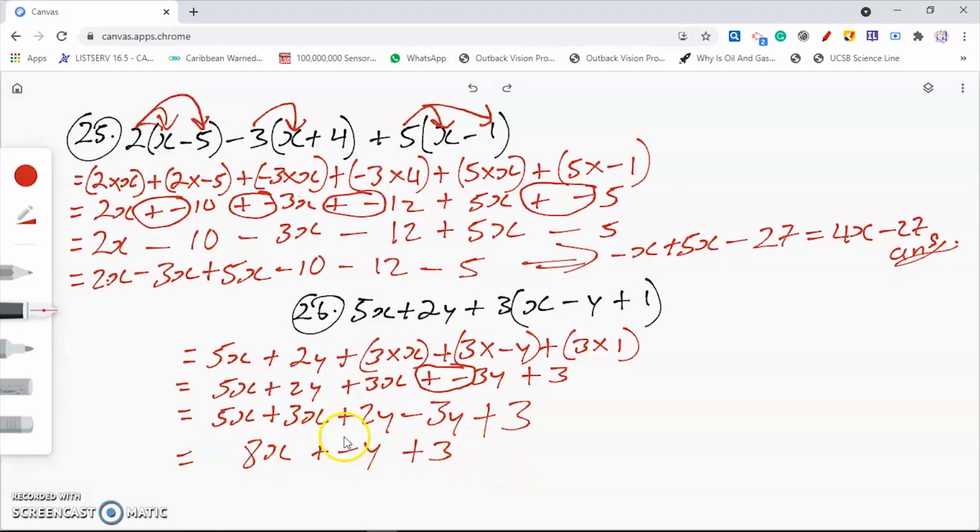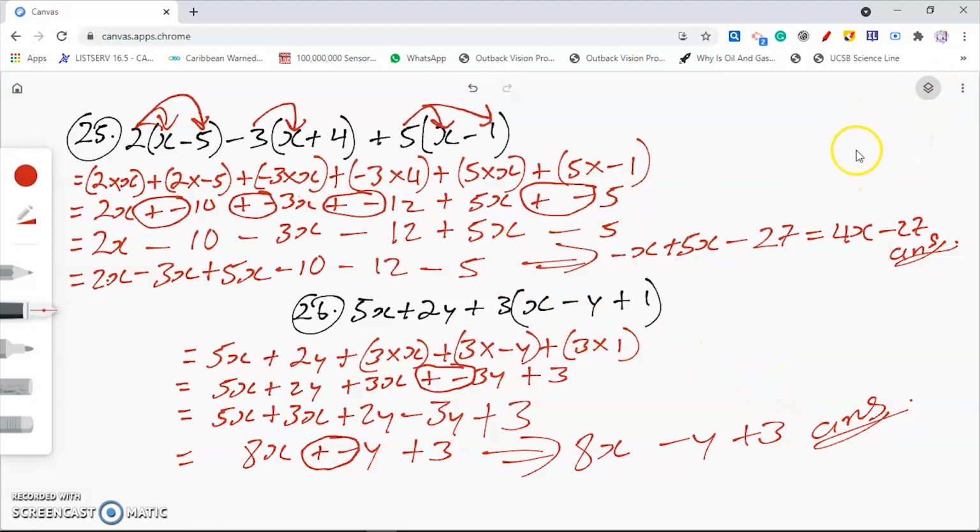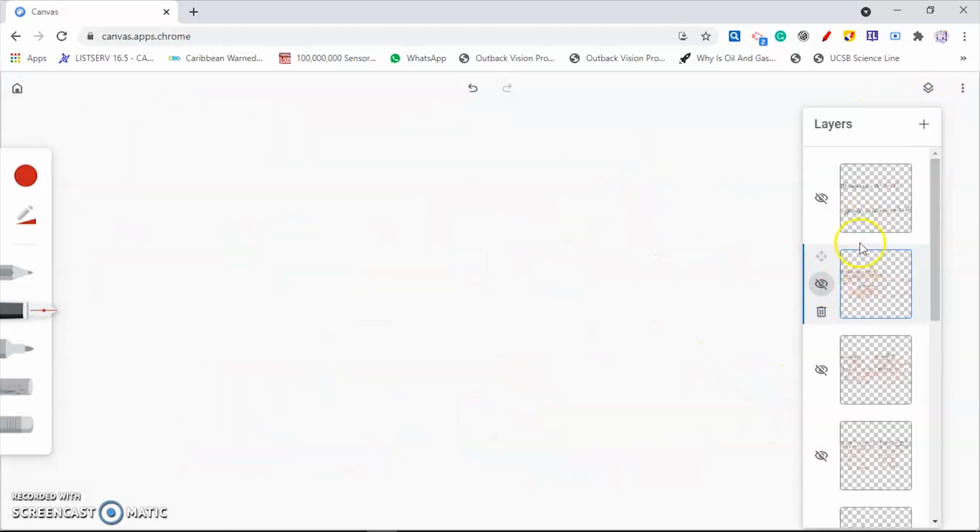Oh, well, not yet, because we have to simplify that. Okay, so we get 8x minus y plus 3. Okay, and that's our answer there. Good. Let's move to the next question.